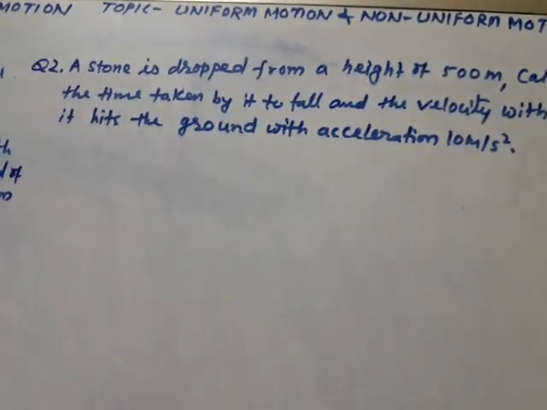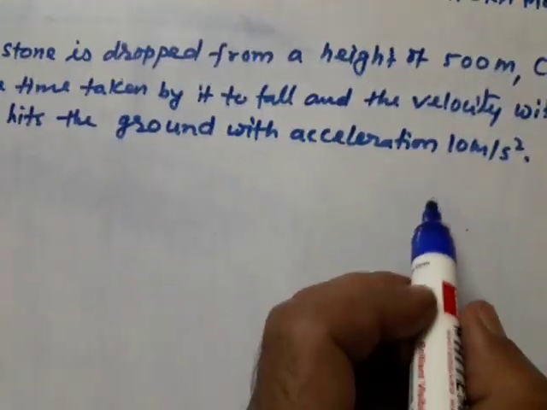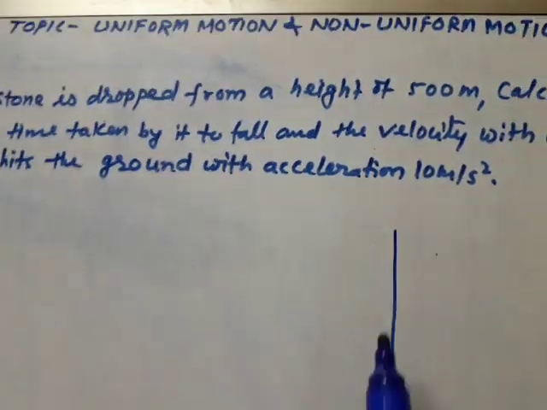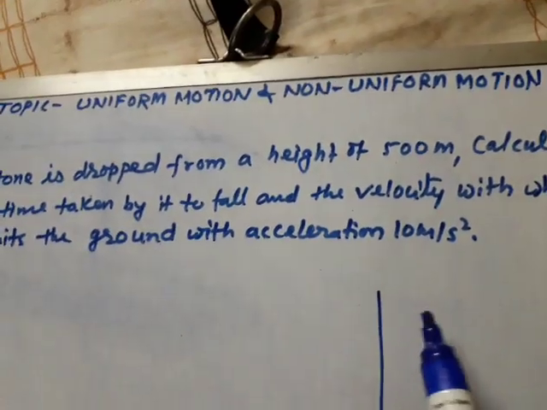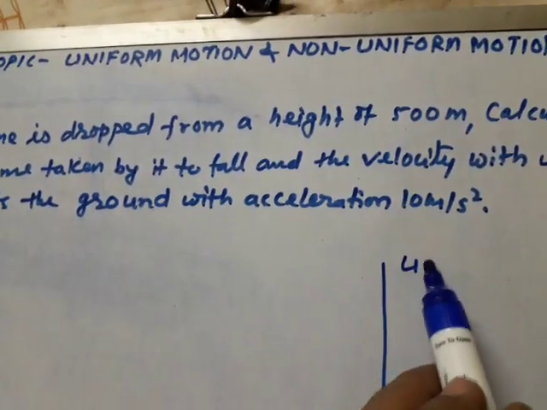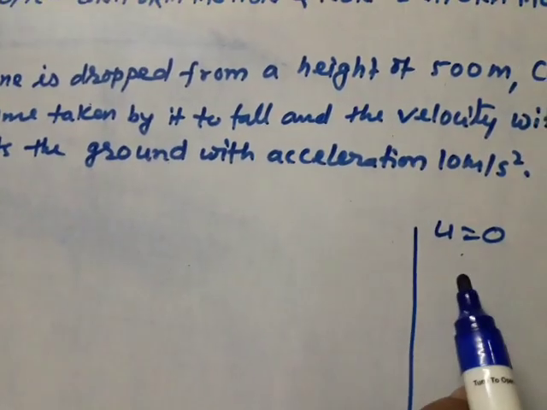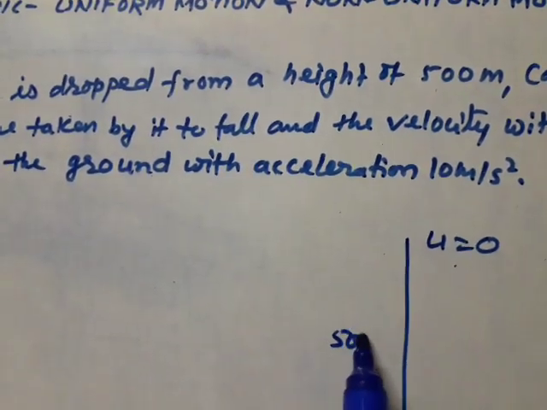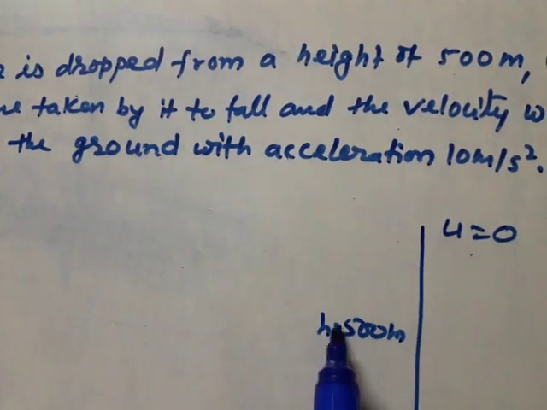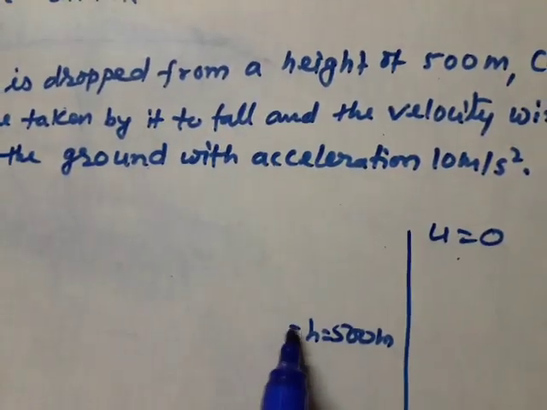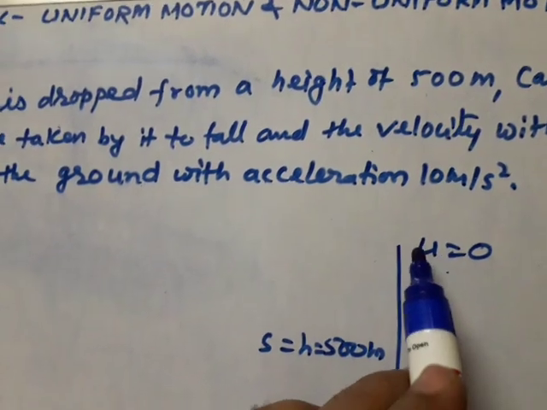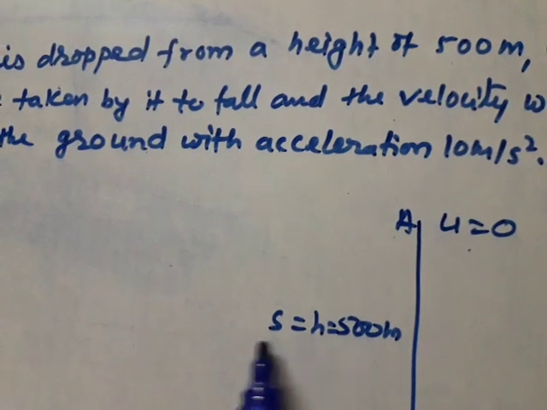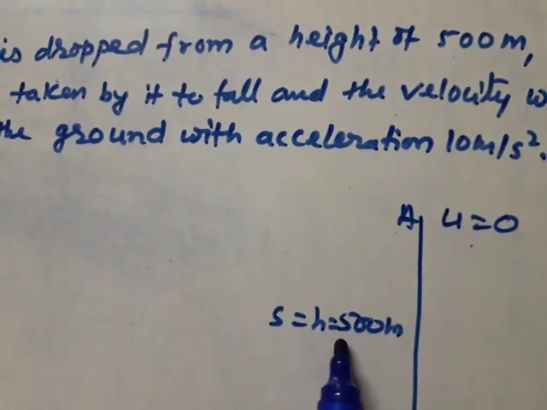In this case, the object is coming down. There may be two situations: when the object is going up and when the object is coming down. So when the object is coming down, naturally its initial speed is 0 as it is dropped. It is not thrown. And when it is dropped from 500 meter height, it means h is equal to 500. This h is s, the distance covered or displacement from height A to B to the ground. S is equal to height 500 meter.